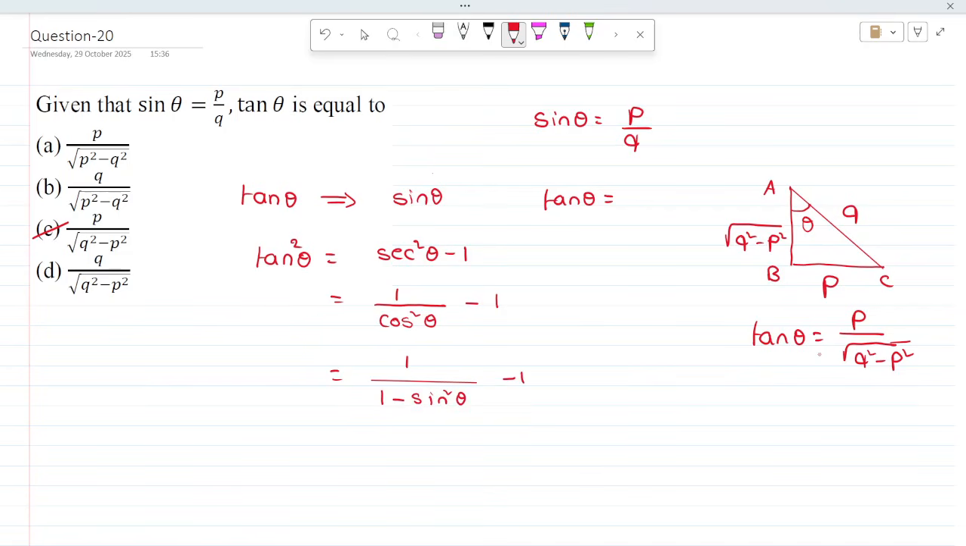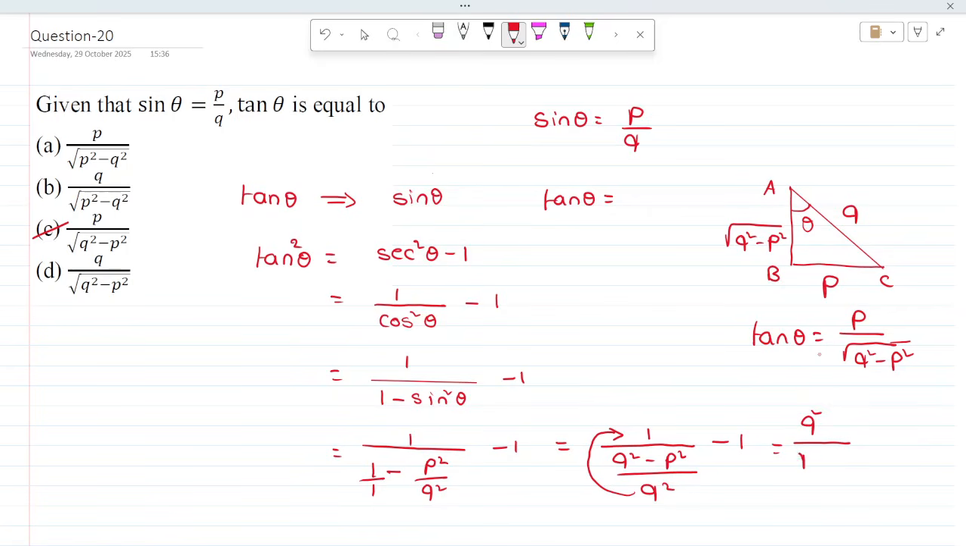Agree? Substitute the values now. 1 by 1 minus, what is sin theta? They gave P by Q. So its square will become P square by Q square. Now simplify this. Take the LCM for the denominator of the denominator. What is it? Q square. Here what will it become? Q square minus P square. Here it is 1 minus 1. We know that this will go to the numerator.